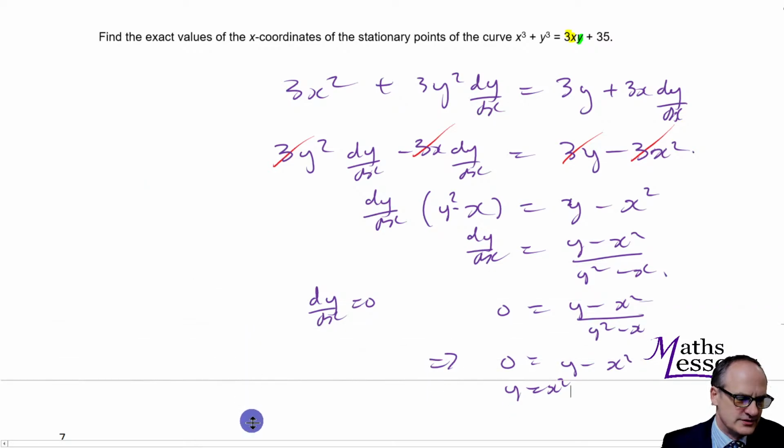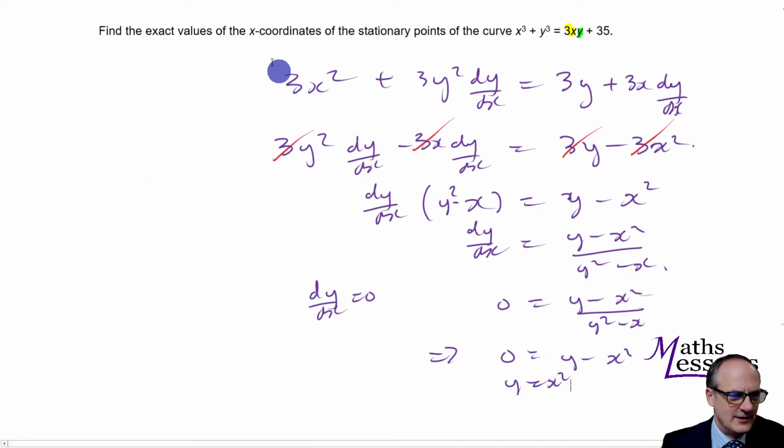No, it's not it. I just got asked if that was it in the class. No, because we have not found the values of the x-coordinates. So we know that dy by dx equals 0 wherever y equals x squared, and we know that our equation's that. So we substitute this into our equation to find the points where it happens.